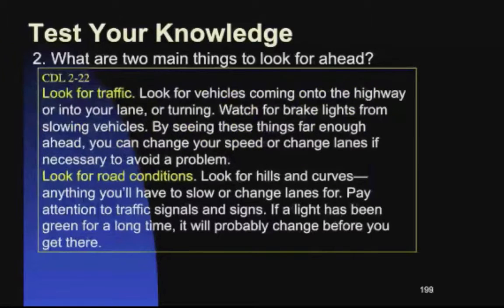Question 2. What are two main things to look for ahead? Look for traffic. Look for vehicles coming onto the highway or into your lane or turning. Watch for brake lights from slowing vehicles. By seeing these things far enough ahead, you can change your speed or change lanes if necessary to avoid a problem. Look for road conditions.